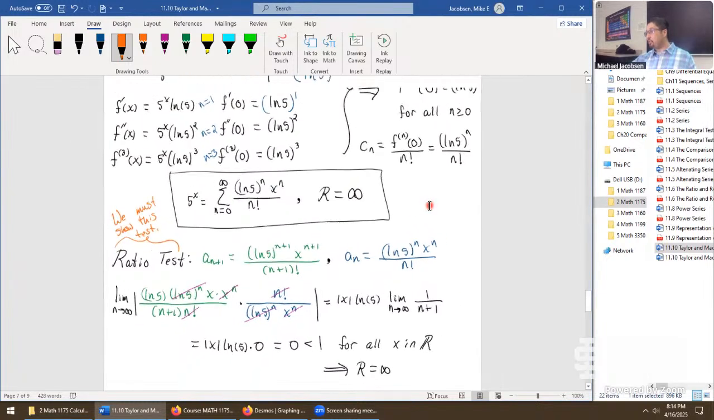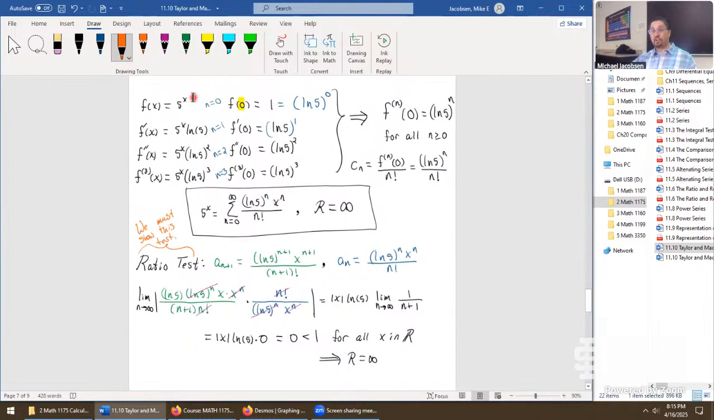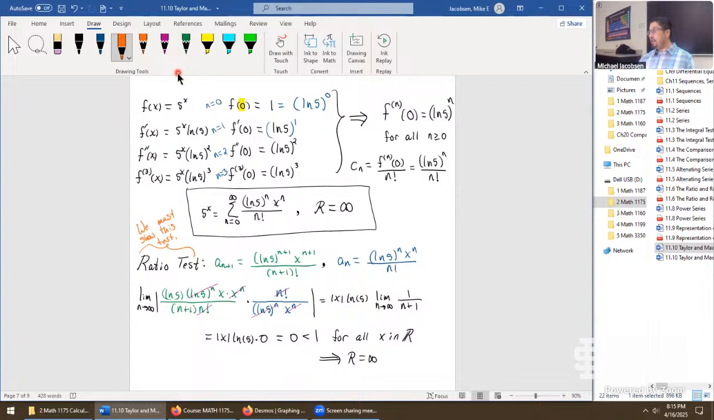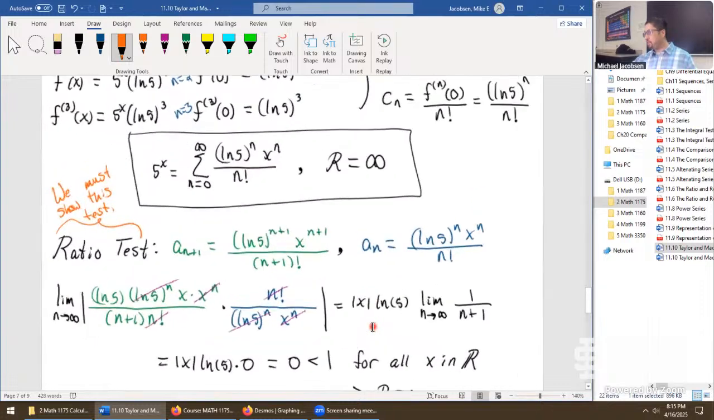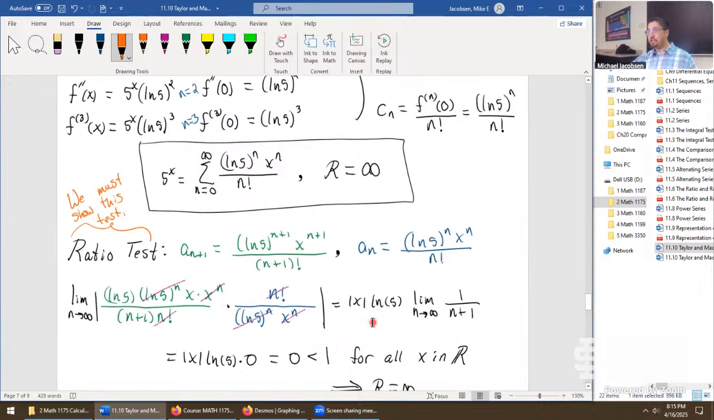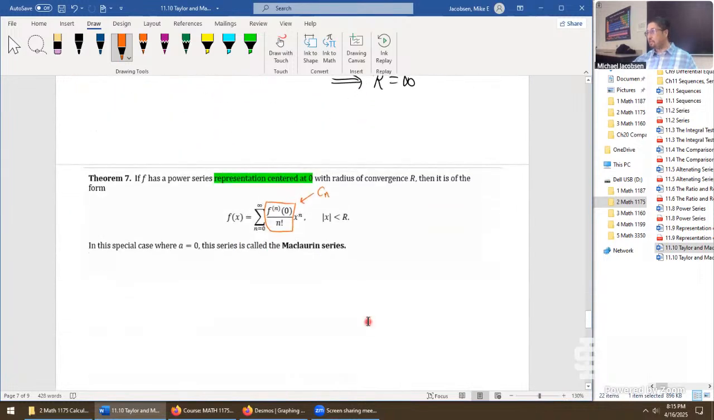But this is the development for getting a 5 to the power of x Maclaurin series. It turns into this, and this is good for any value of x. We have great convergence. Any questions at all with that whole process? Okay. The best way to learn this kind of stuff is to do a bunch of problems. So that's what we're going to do next.